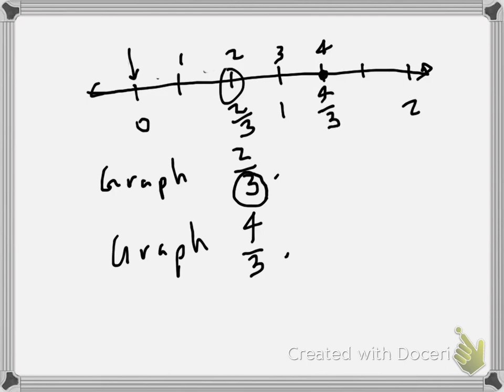And you'll notice that that is bigger than 1. We're past 1 on our number line. So it makes sense. Improper fractions should have values bigger than 1. This one's to the right of 1 on our number line.